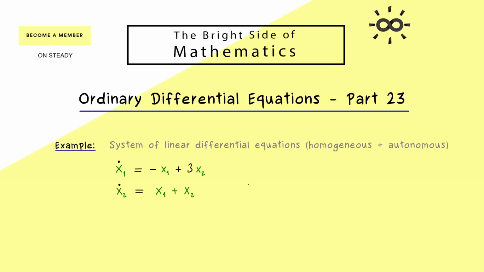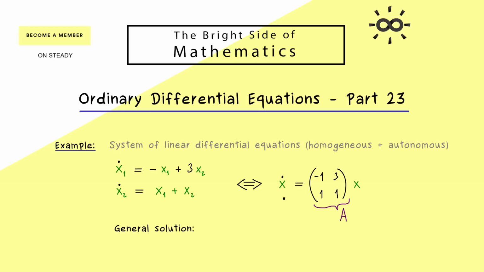And now the first thing you should do when you see such a system is to rewrite it as a matrix vector multiplication. Then we can just write x dot as a vector is equal to a 2 times 2 matrix times the vector x. And now we just have to check what the entries of this matrix are to represent the same ODE. So obviously we have minus 1 and 3 and 1 and 1. And as always, this matrix we will call A in the following.